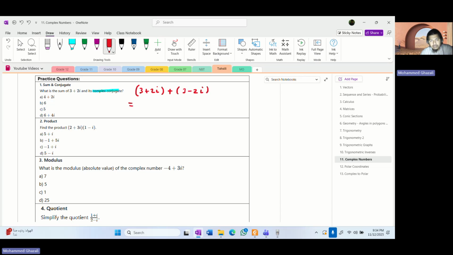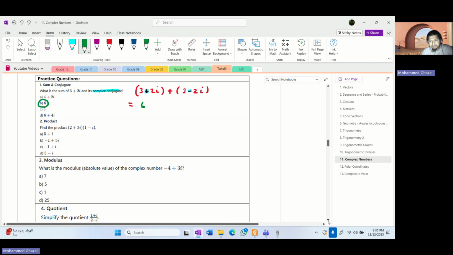If you add them all up, you get 6, plus 2i minus 2i cancels out because this is a conjugate. Remember what a conjugate is? The complex part becomes negative, or if it's negative, it becomes positive. So the answer is just 6, because plus 2i minus 2i cancels out. So the answer is 6. Moving on to the next part.